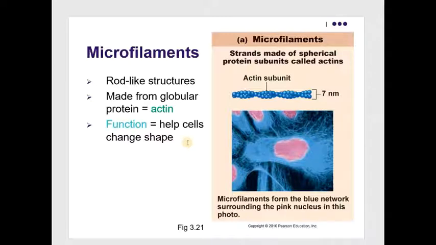The first one we're going to talk about is microfilaments. Microfilaments are rod-like structures. They are made of actin. Their job is to help the cells change shape. Sometimes, like white blood cells, they need to roll around or ooze across a substance. And it's these microfilaments that are going to allow the entire cell to change shape.